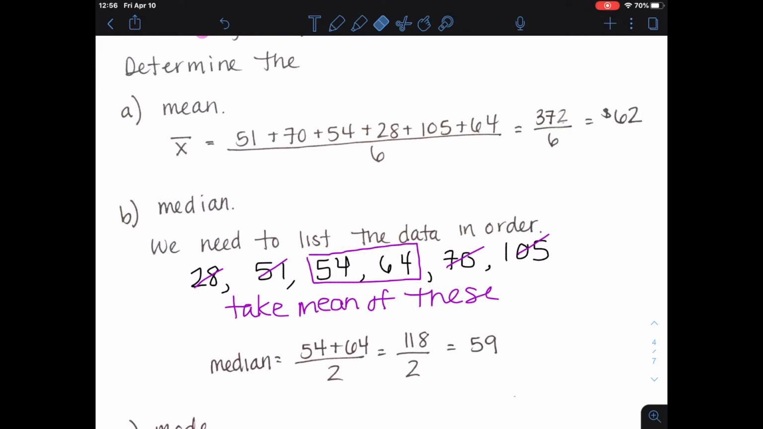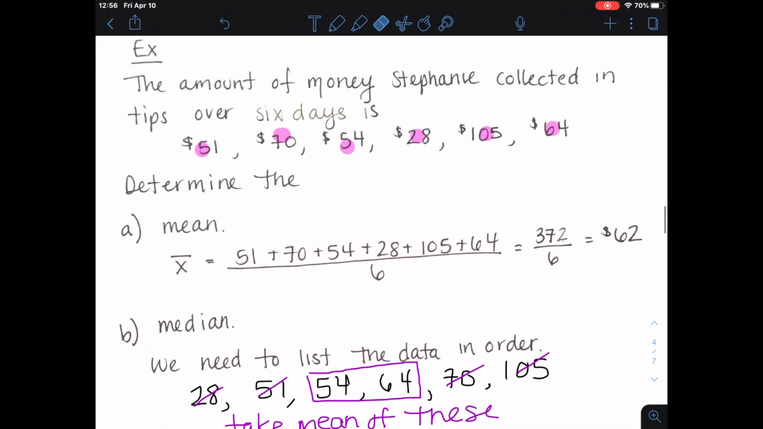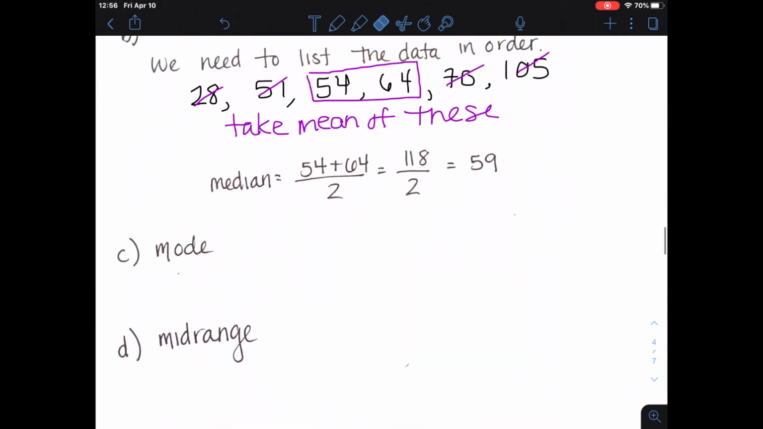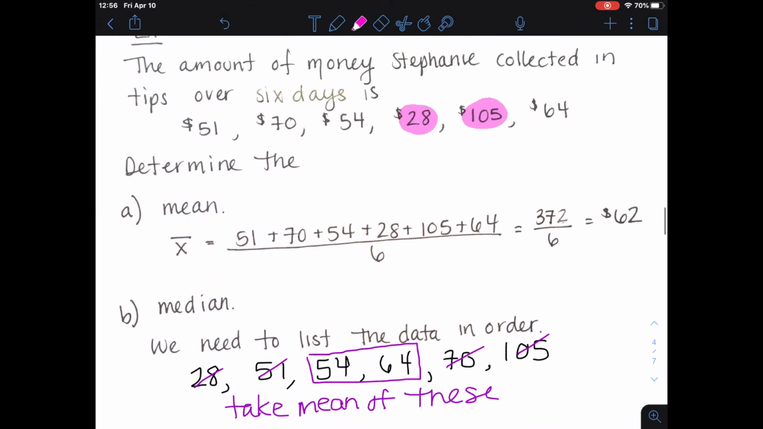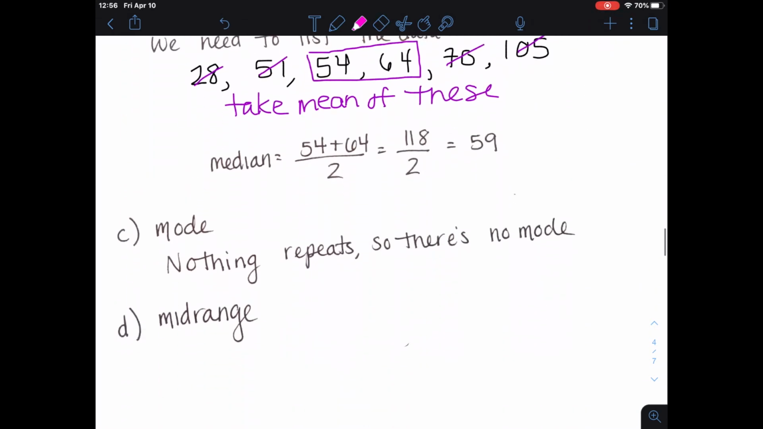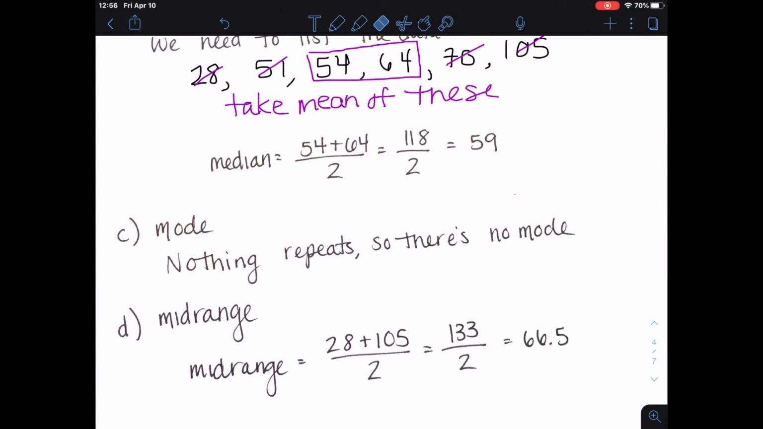Okay. Now if we go to calculate the mode, nothing repeats, so there is no mode. For the mid-range, I need the highest and lowest values. Lowest value is 28, highest value is 105. So our mid-range is 28 plus 105 over 2. So if you go through that, it'll be 66.5 is our mid-range.